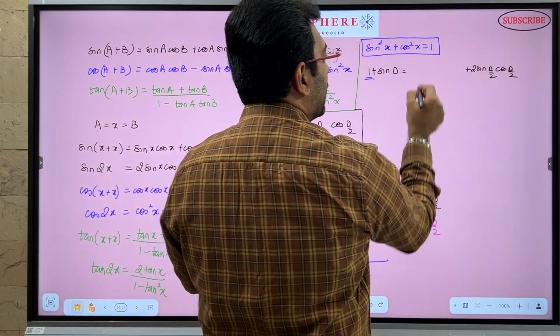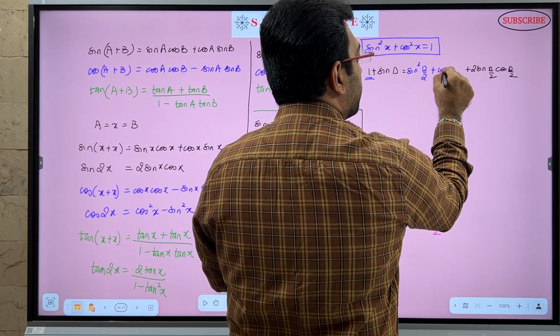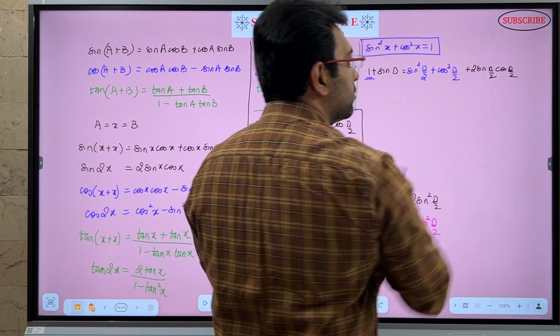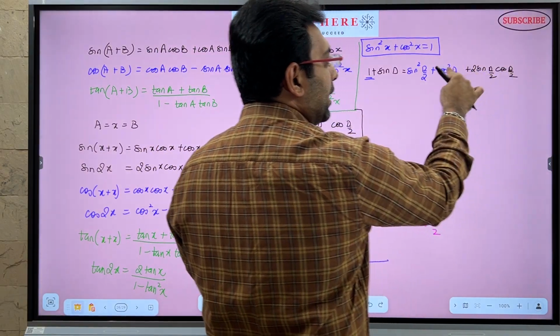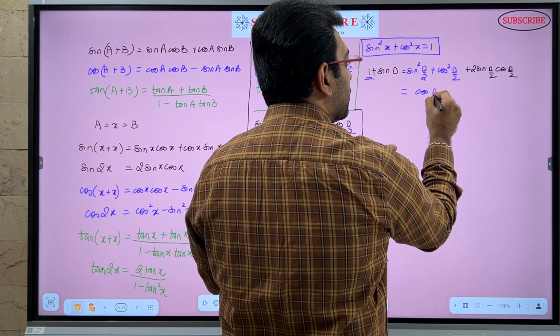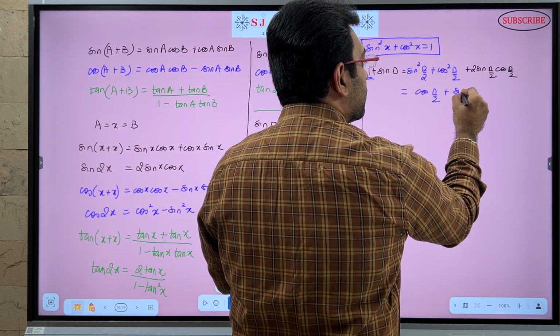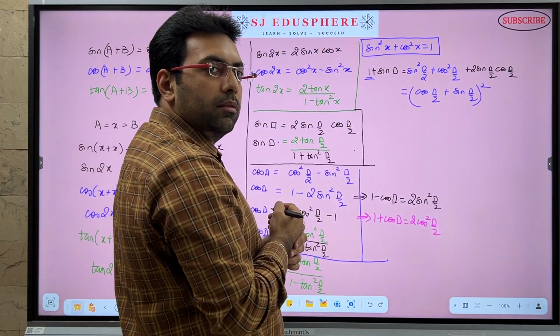Can I write this one as sine square plus cos square, everyone? So is this a square plus 2ab plus b square? That is simply a plus b the whole square.